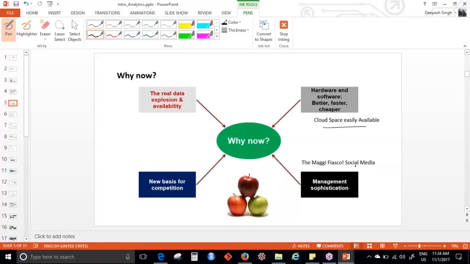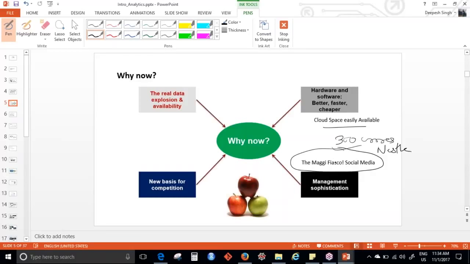Okay, and another example that I have given. You guys remember a couple of years ago we had the Maggi fiasco, right? In India, Maggi was banned for almost 6 to 8 months because some banned substance was found in it. I think it resulted in a loss of almost 300 crores to Nestle. Okay, so this was the amount of loss Nestle had to bear because of this Maggi fiasco.